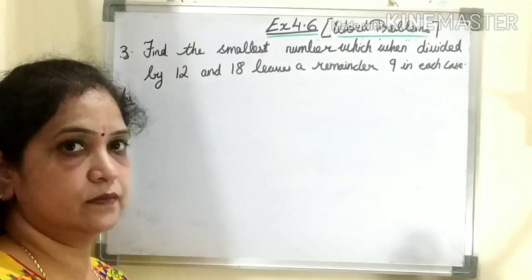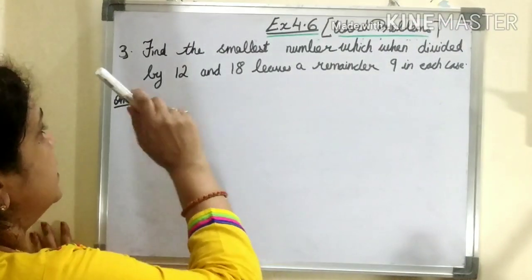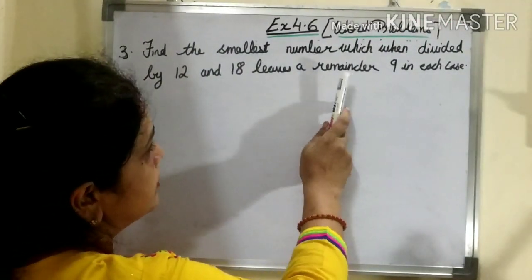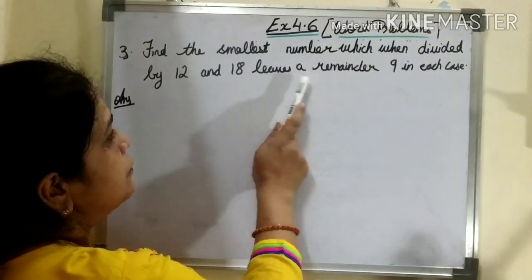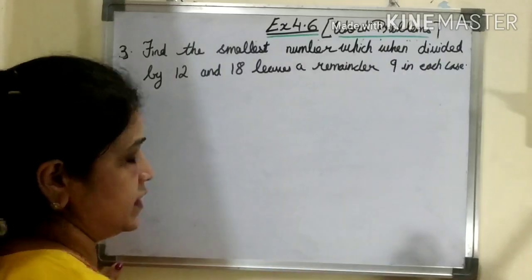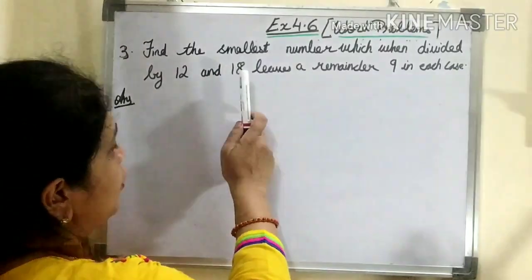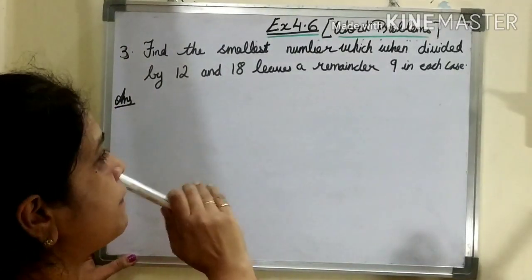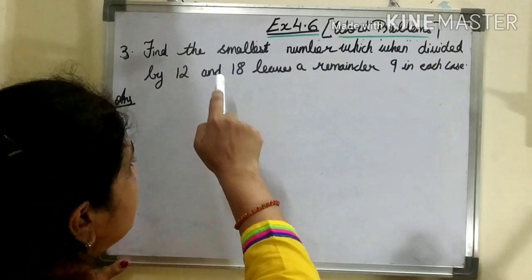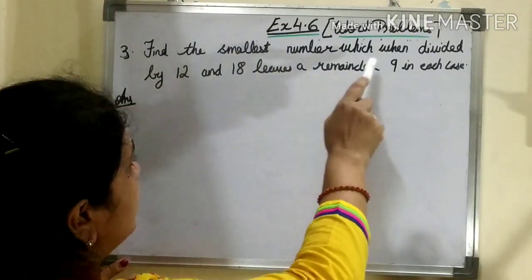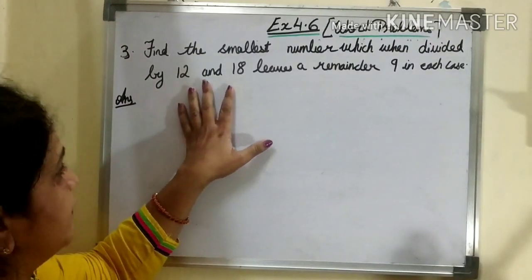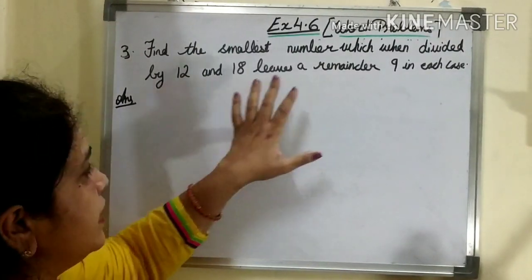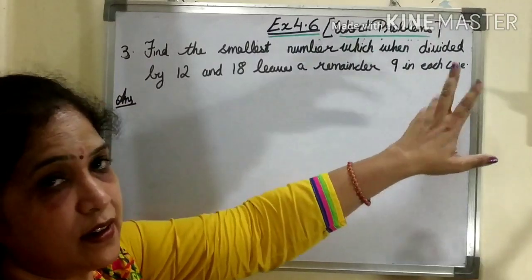Okay. Now the third question is, find the smallest number which when divided by 12 and 18 leaves a remainder 9 in each case. Now again read the question. In the previous two questions we were finding the greatest number, and here we have to find the smallest number which when divided by 12 and 18 leaves a remainder 9 in each case.